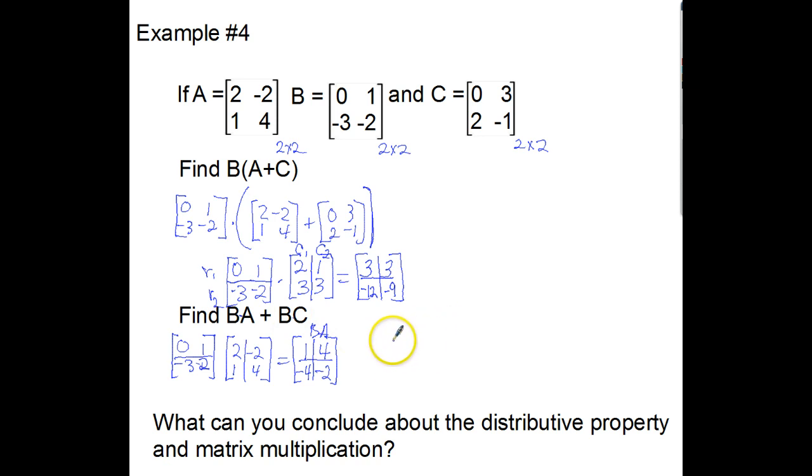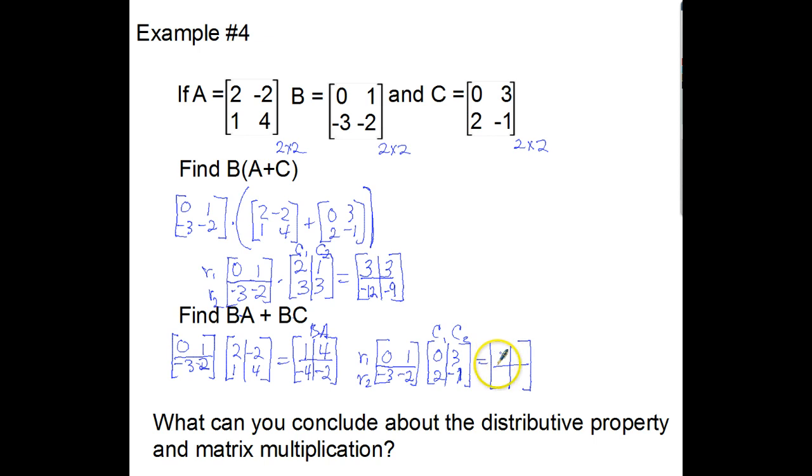Okay, so we're going to put B right here again. So we have 0, negative 3, 1, negative 2. And we're going to multiply that by C, which is 0, 2, 3, negative 1. Always, the one on the left is broken up into rows, the one on the right is broken up into columns. This is row 1, this is row 2, this is column 1, this is column 2, and we make an answer blank for this. A 2 by 2 times a 2 by 2 yields a 2 by 2.